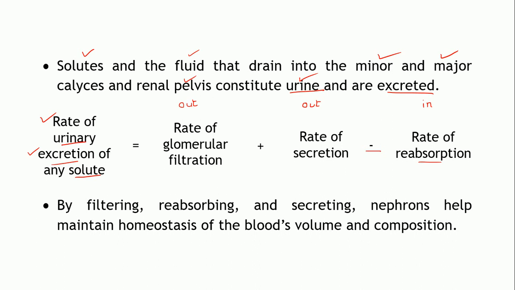correct. So, by carrying out these processes, the nephrons help in maintenance of homeostasis of the body. It helps in maintaining the blood volume and the composition. So, indirectly it will help in maintaining the body fluids and the blood pressure, because the blood volume is one of the factors which determines the blood pressure, right. Larger the blood volume, higher will be the blood pressure, right. So, it helps in maintaining homeostasis by controlling the blood volume.